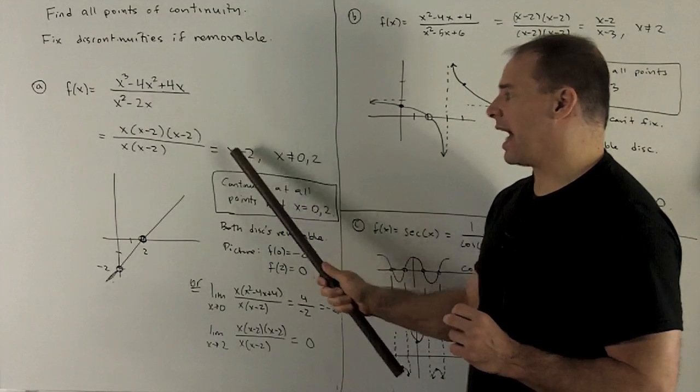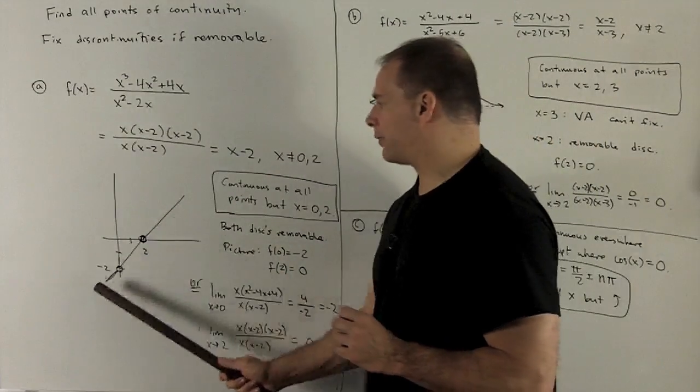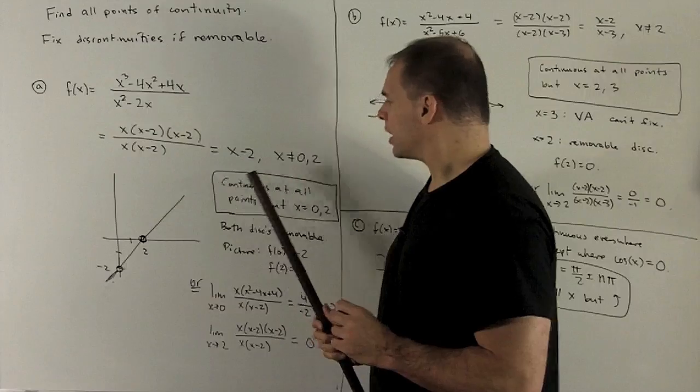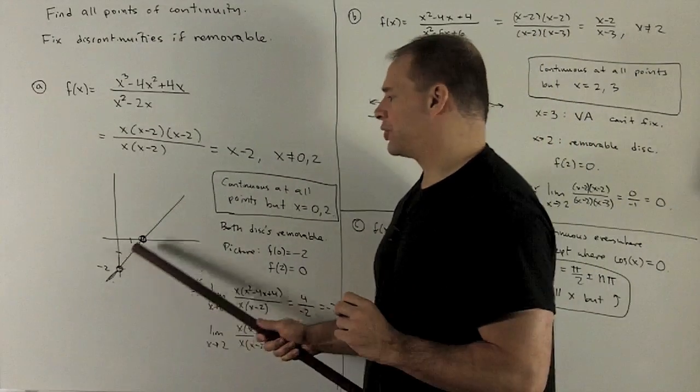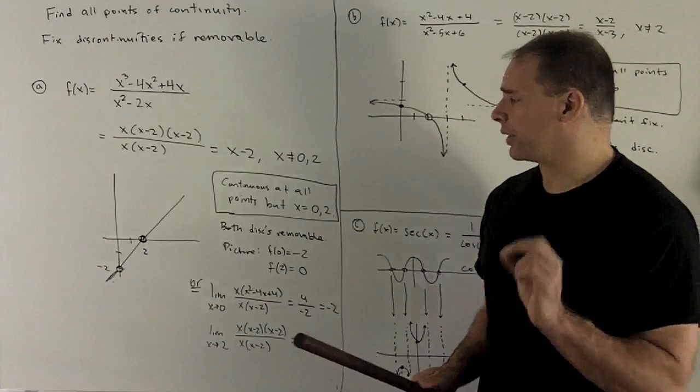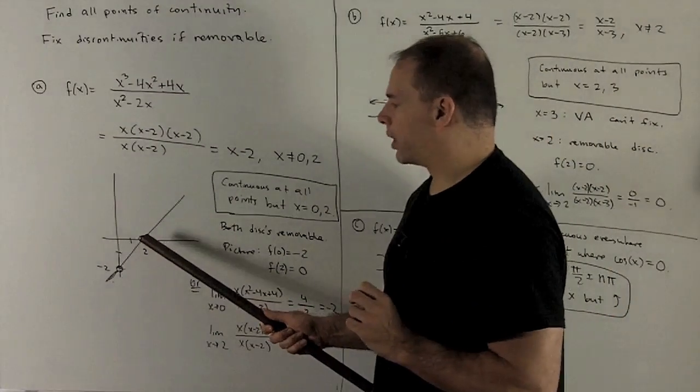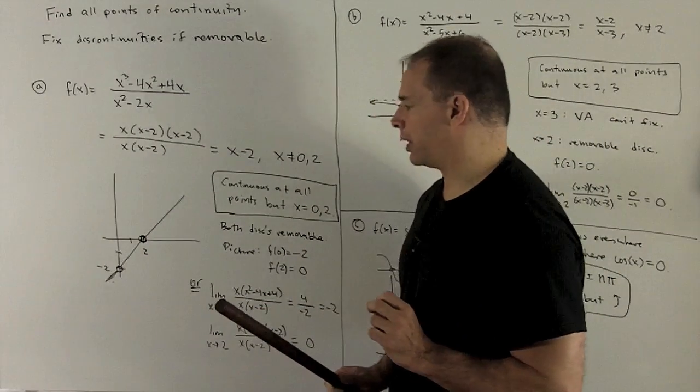This is the equation of a line. So I'm just going to draw the line for x minus 2, and then I'm going to punch holes where we have 0 and 2. So if you notice, these are definitely removable. So to fix them, I just have to figure out what I'm going to do. How do I plug in those points?